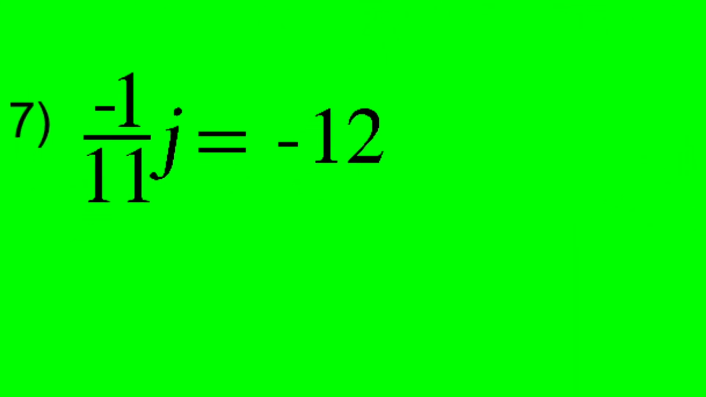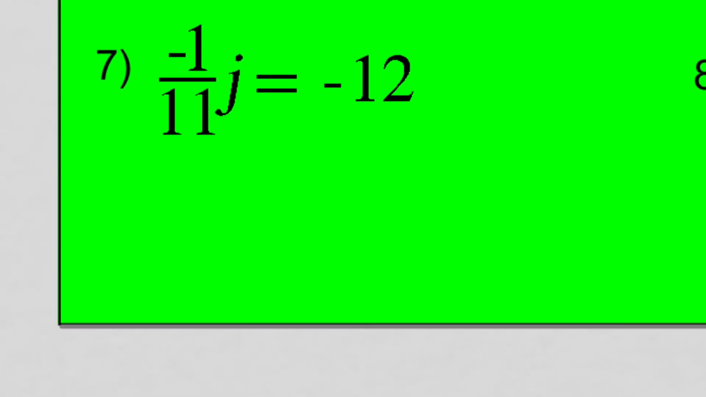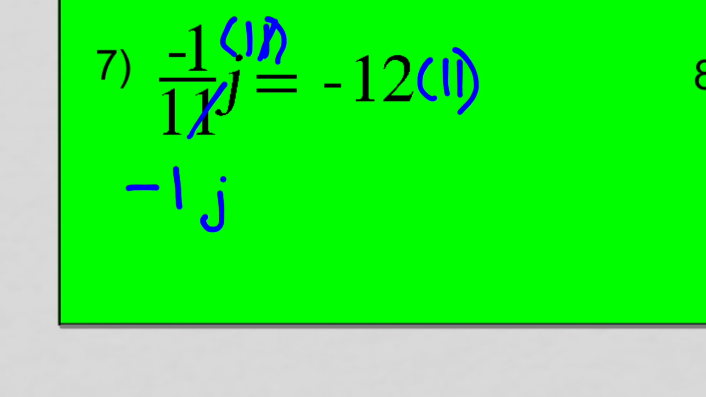Last thing I want to look at, what if you get some bigger numbers? Well, things don't really change. Negative 1 over 11j equals negative 12. Okay, well, just think of this as multiply by 11, multiply by 11. 11 divided by 11 gives you 1, but you can just say, okay, what I'm left with is negative 1j. And then negative 12 multiplied by 11. 12 times 10 is 120. 12 times 1 is 12. So that's 132. And it's negative.